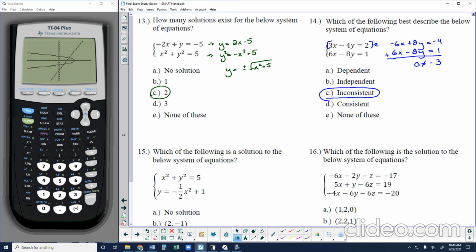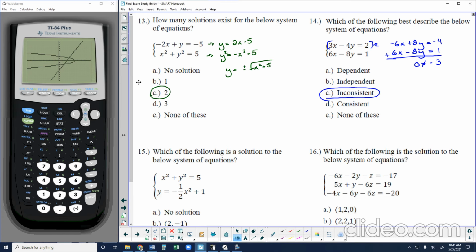Now, if I tried to do this graphically, what I would find is I would have parallel lines, and when they do not intersect and there is no solution, this system would be what we consider inconsistent. Let's take a look at 2 more problems in this video.